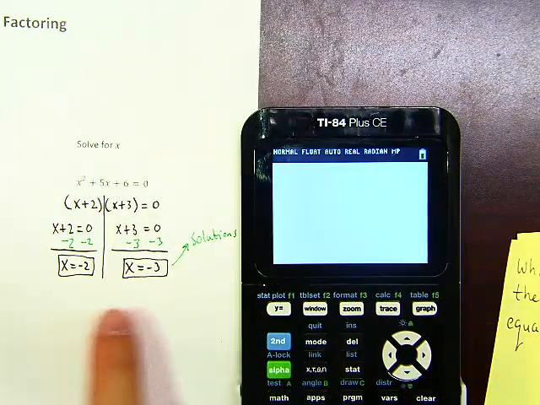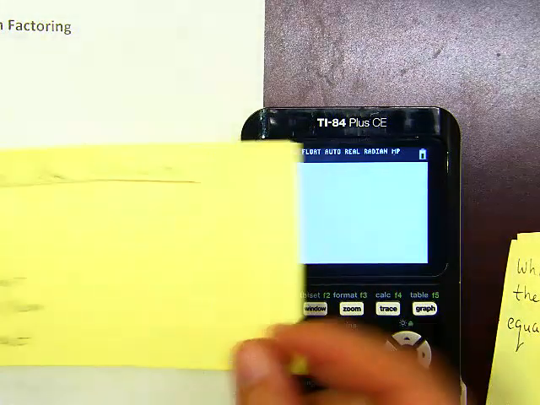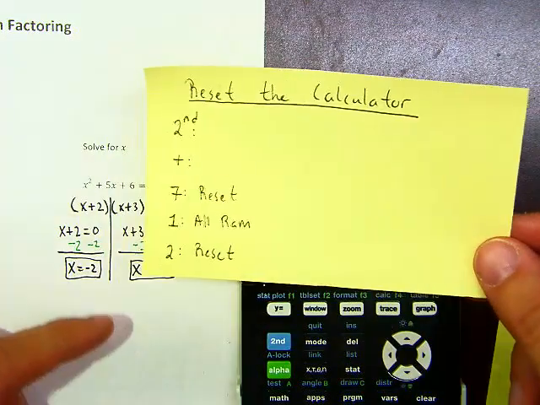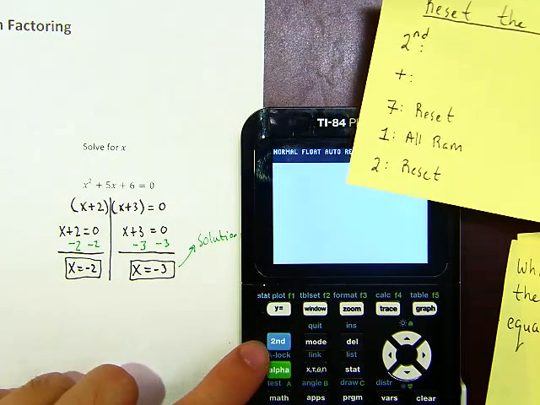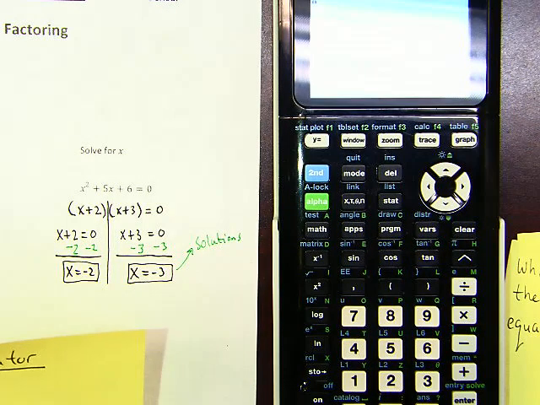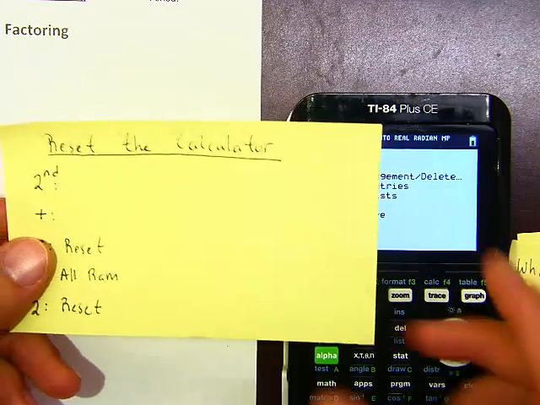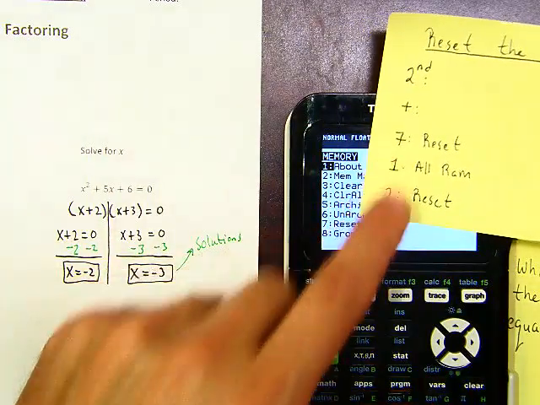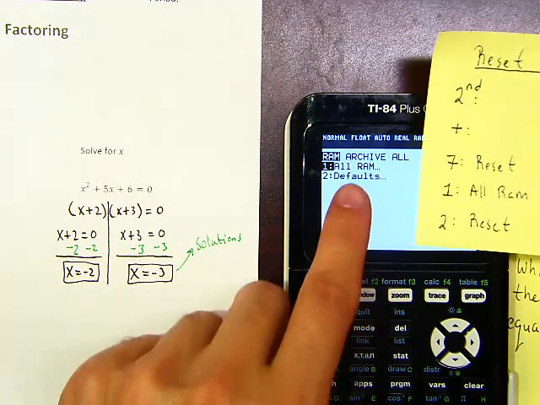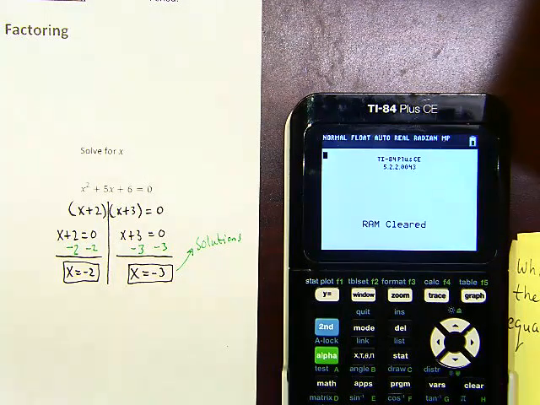Okie dokie. So how do I reset the calculator? Let's take a look at this. How would I reset the calculator? What I want you to do is take your calculator, and the first button you're going to hit is second. So it's this one right here. You hit second. And then you go to the plus symbol over here and hit plus. Okay? And then what's the next command you're going to use? You're going to hit 7. Okay, so 7 is over here. You hit enter. Then you hit all RAM, enter, reset, enter. And then, okay, now it says RAM clear.